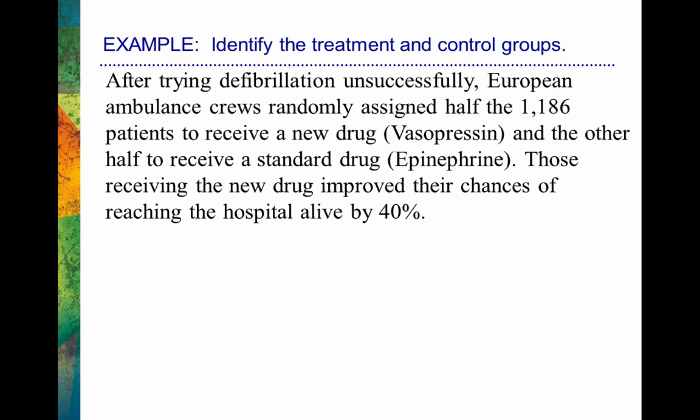We can see that people were randomly assigned to those two groups. And we found that those receiving the new drug, the vasopressin, improved their chances of reaching the hospital alive by 40%. So identify the treatment and control groups.